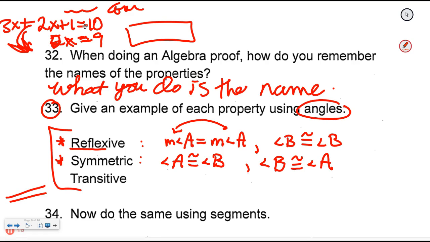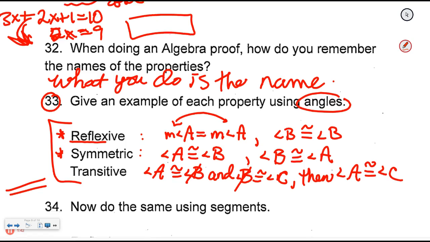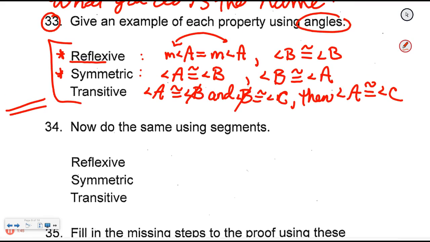For the transitive property, we'd say, well, if angle A is congruent to angle B and B is congruent to angle C, then. And I like to call this one skip the middleman. We're going to walk over B to get from A to C. So we'd say then A is exactly the same as C. So you'll need to recognize those properties in use with both angles.